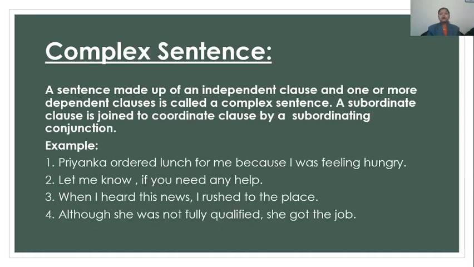Now let's study what a complex sentence is. What is a complex sentence? A sentence made up of an independent clause and one or more dependent clauses is called a complex sentence. It means a subordinate clause is joined to a main clause by a subordinating conjunction.